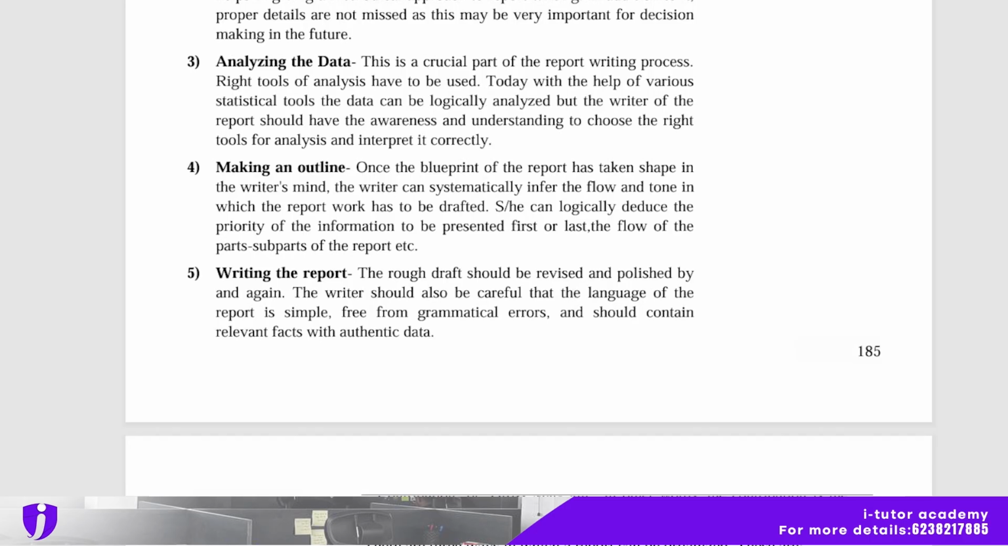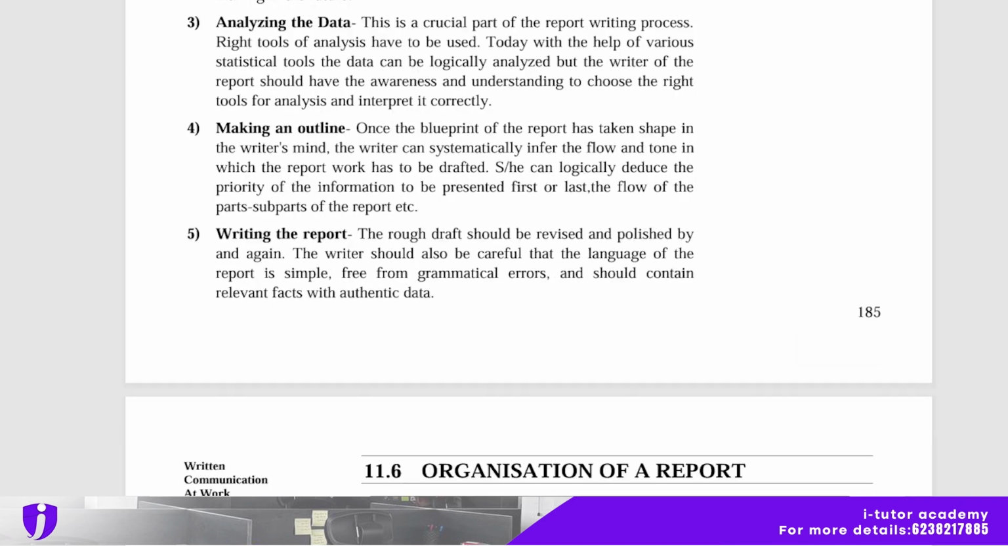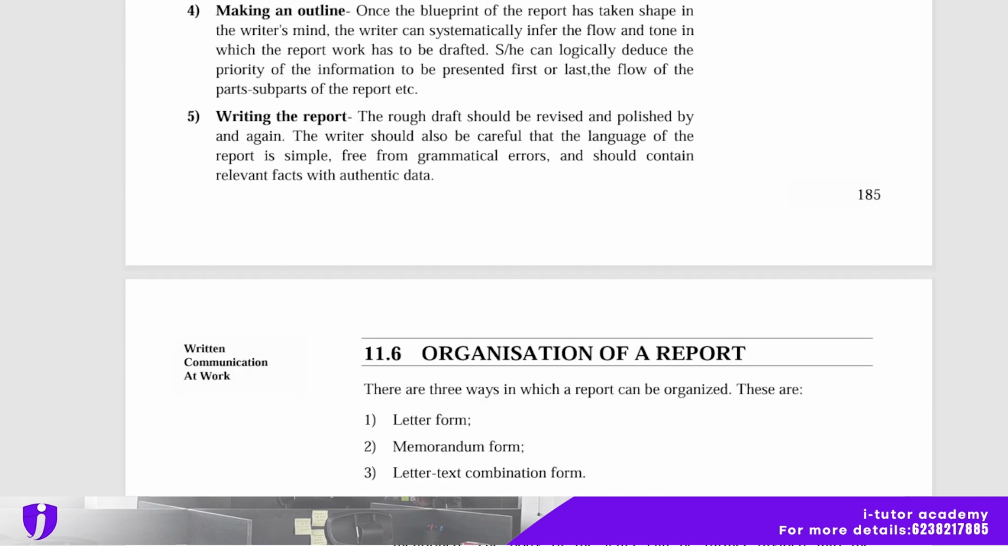Making an outline: once the blueprint of the report has taken shape in the writer's mind, the writer can systematically infer the flow and tone in which the report has to be drafted. Writing the report: the rough draft should be revised and polished again and again. The writer should also be careful that the language of the report is simple, free from grammatical errors, and should contain relevant facts with authentic data.